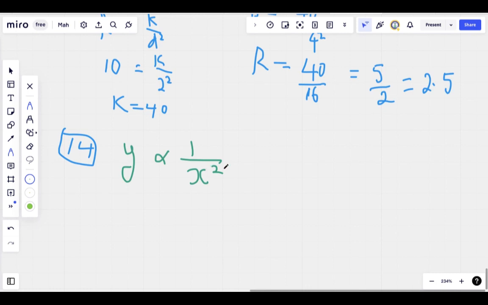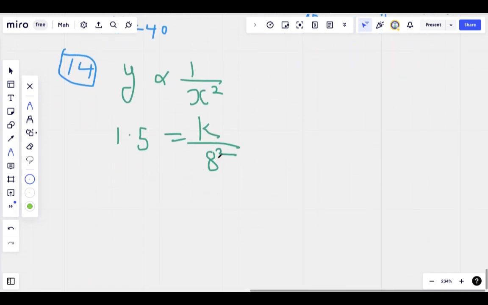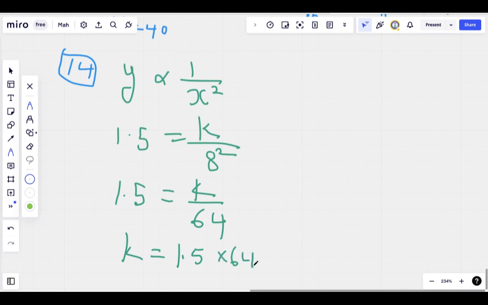So y varies inversely as the square of x. Is it y is 1.5? We introduce k over, and x is 8. So 8 squared, we get 8 times 8, that's 64. So 1.5 equals k over 64. So we cross multiply, we get k. What's k? 1.5 times 64. What do you get? 96. Okay.